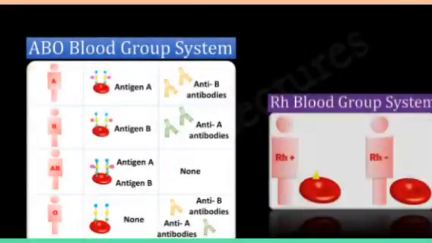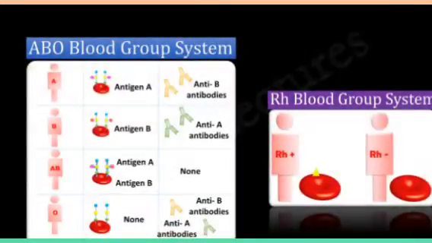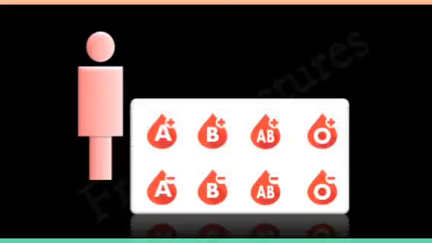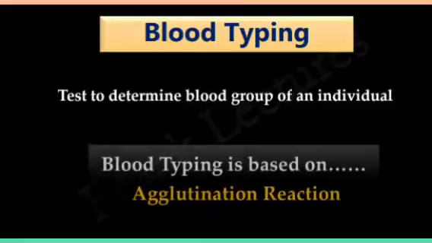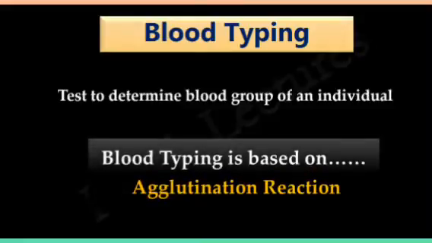We understood the ABO blood group system and the RH blood group system in previous video lectures. We also saw that on the basis of these two blood group systems, humans have 8 blood types. In today's video lecture, we will explain blood typing, or the blood group test. Blood typing refers to the test to determine the blood group of a person. This test is based on the agglutination reaction.